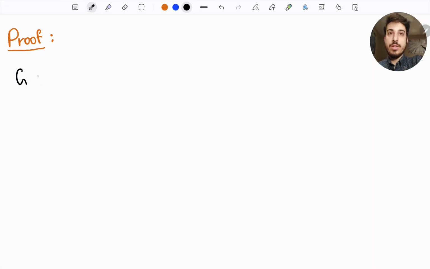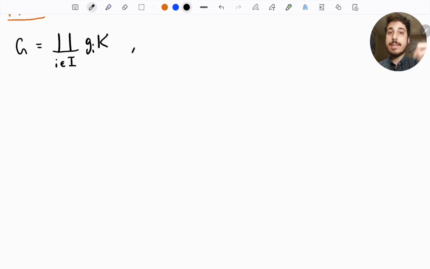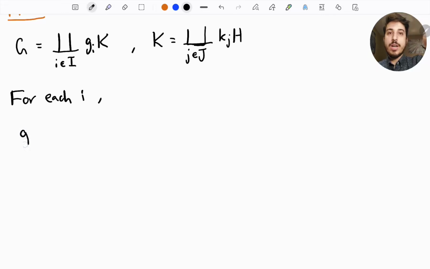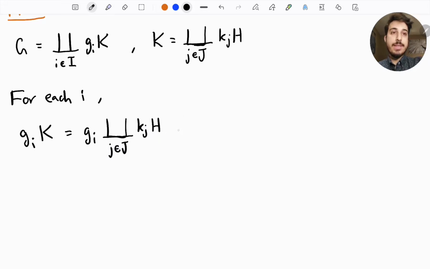We will write G to be the disjoint union of the cosets g_i K, where i ranges through big I, and K is equal to the disjoint union of cosets k_j H, as j ranges through big J. Now, for each i, we have this coset g_i K is equal to g_i times the disjoint union of k_j H, for j in J. But this is exactly equal to the disjoint union of g_i k_j H for j in J. So this is for each i.